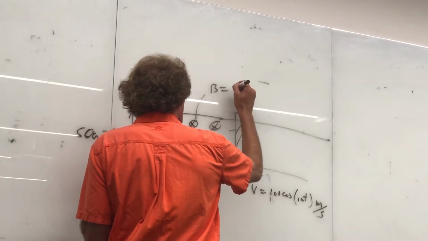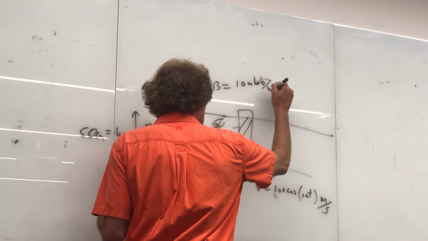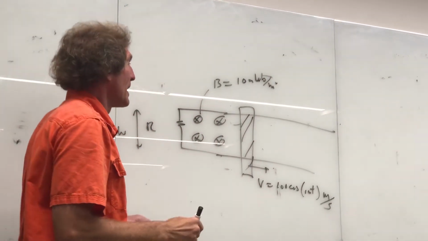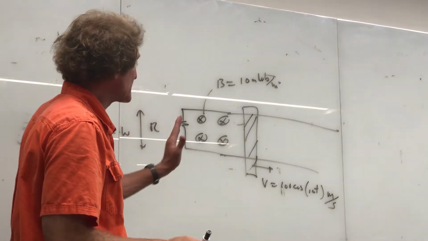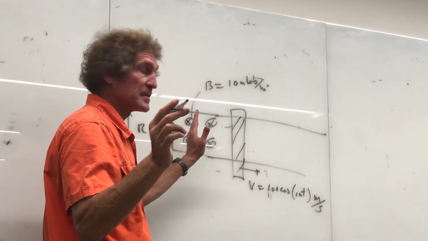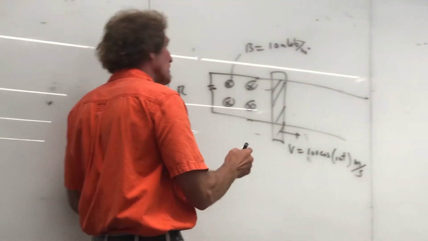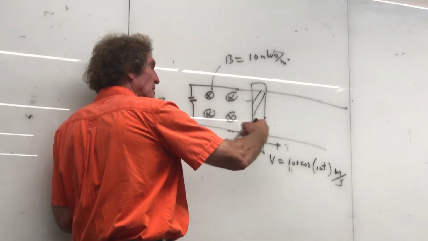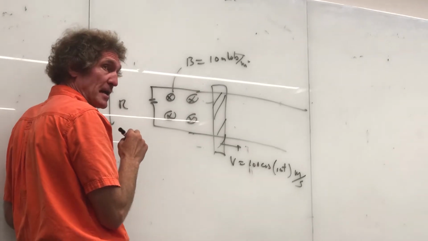Yes, 10 milliwebers per meter squared. All right. Now, here's the deal. If this B field here was time varying, then you would have to do the problem by first calculating the total integral of B dot ds inside that loop and then taking a time derivative.